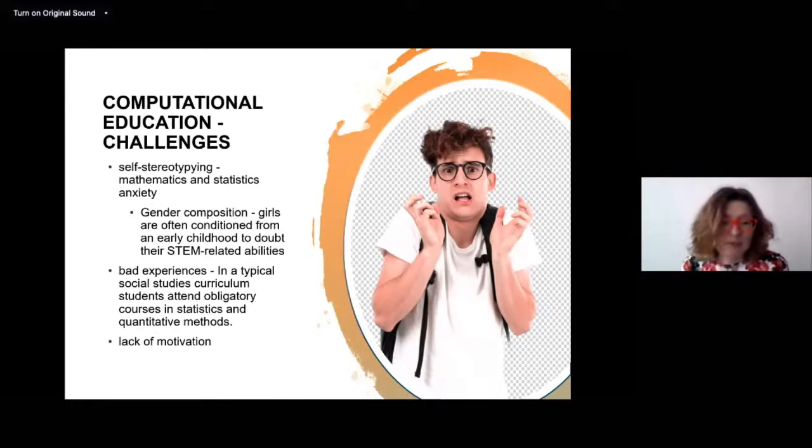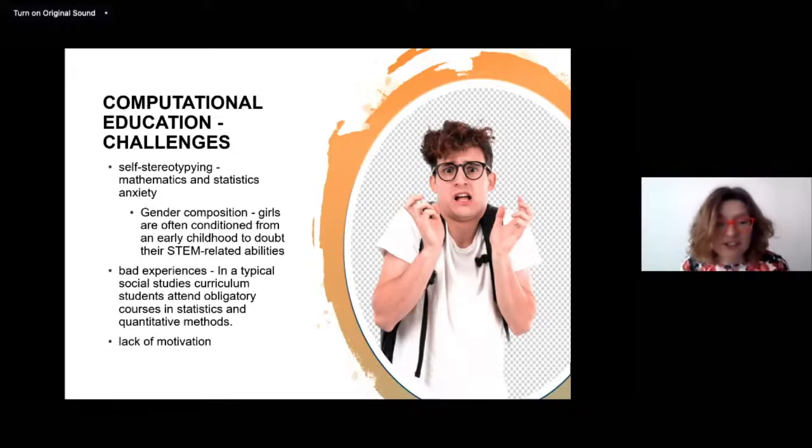And then the typical curriculum in social studies includes a course on statistics, and these courses are very often a source of bad experiences. So, okay, you want me to do some computation. This includes numbers. I've had numbers already in the statistics course. I didn't get a thing. I don't know what this is about. So it's better if I don't try to study this any further.